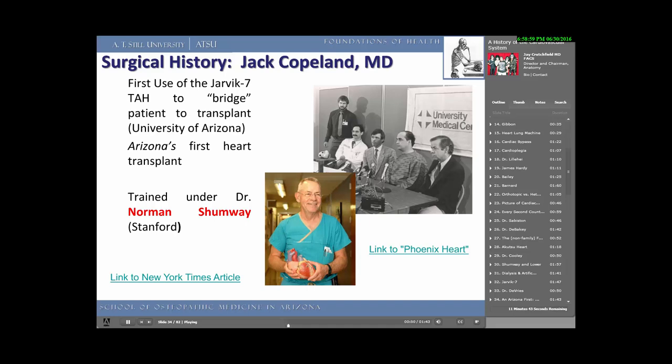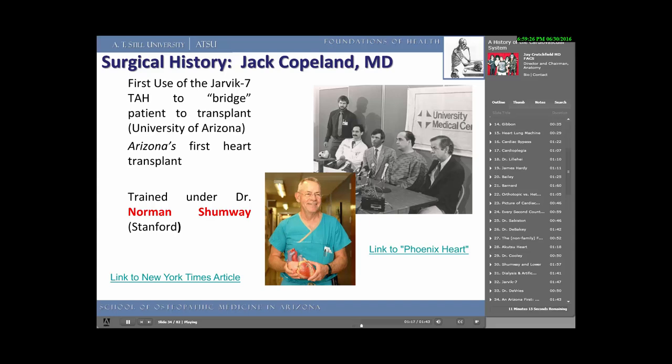Unfortunately, the patient died, but this was an opening to use artificial hearts not as a permanent replacement, but rather as a temporary replacement or a bridge to transplant. Dr. Copeland is given credit for having used the first Jarvik 7 to bridge a patient to a successful transplant at the University of Arizona in Tucson. Dr. Copeland trained under Dr. Norman Shumway at Stanford University.